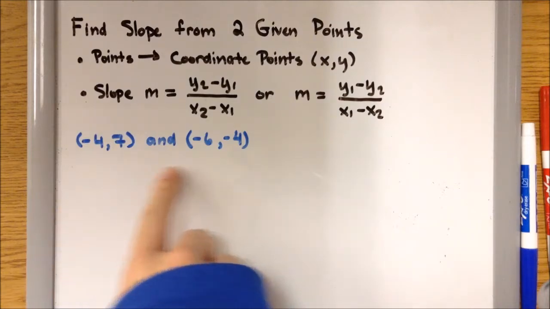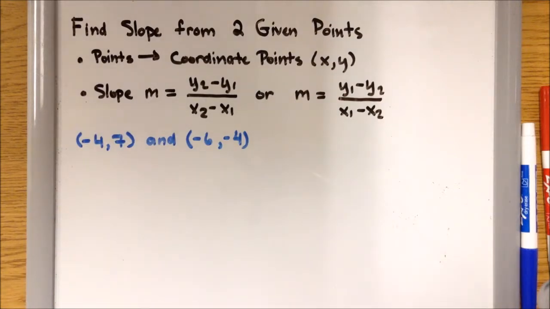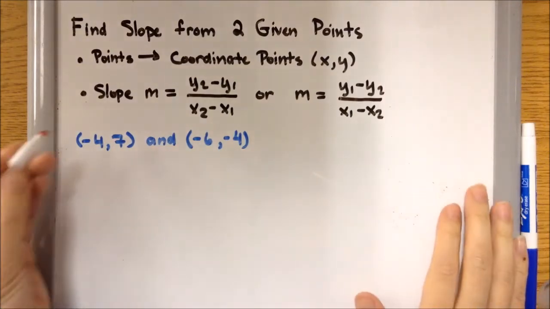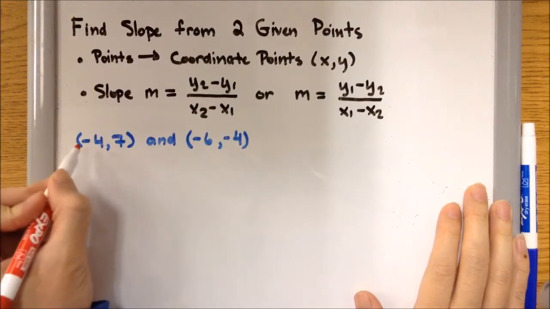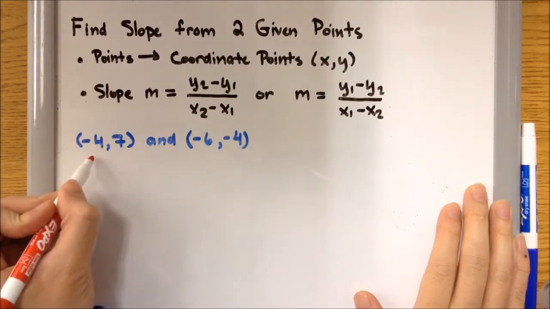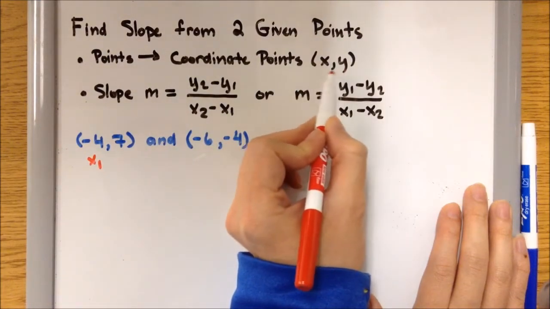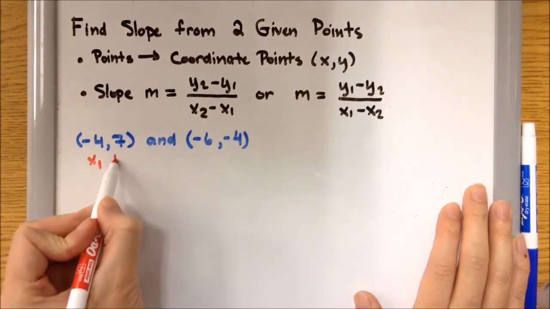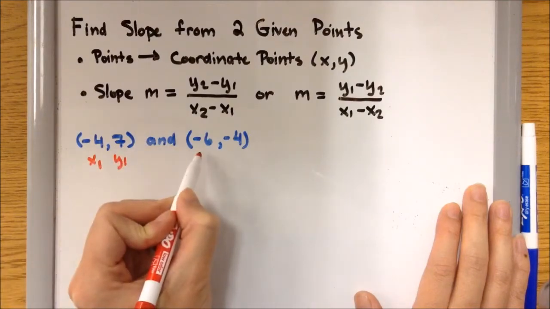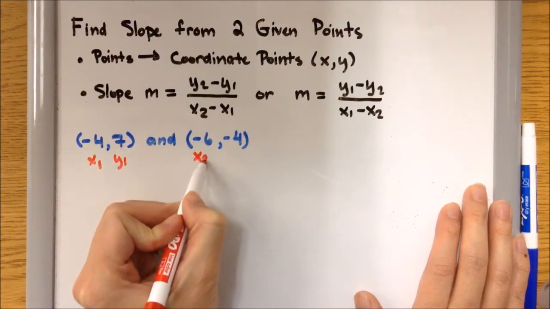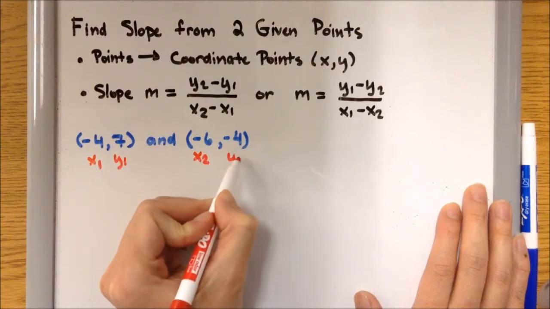Alright, so here's our first example. When you're given 2 points, your first task is to label your x1, x2, y1, y2. So if I choose this, my -4, to be x1, because that's our x value according to this coordinate point right here, then therefore this will be my y1 and this will be my x2, therefore this will be my y2.